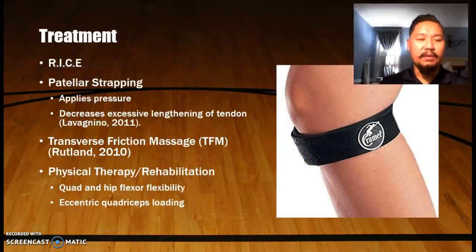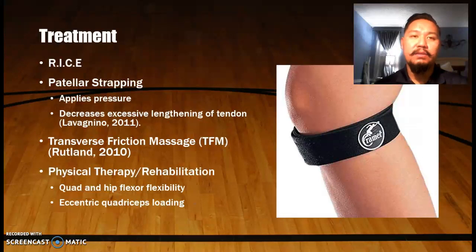Some of the treatment is, of course, RICE. Patellar strapping helps to apply pressure to the area. Transverse friction massage has been shown to help with patellar tendonitis, and of course physical therapy with a focus on eccentric quadriceps loading, because that helps to gradually load the patellar tendon.